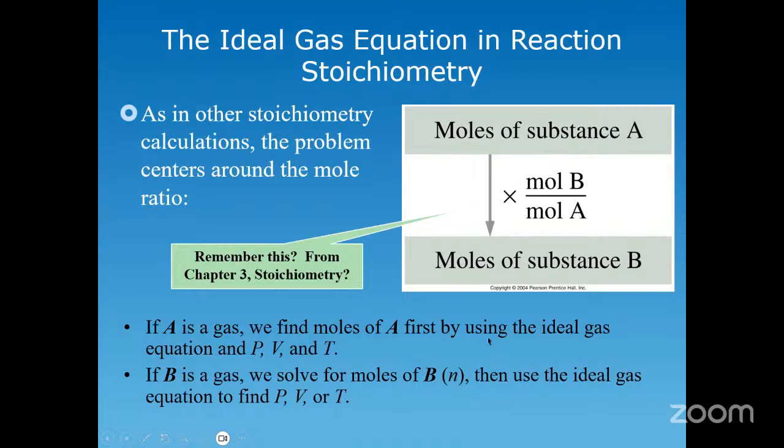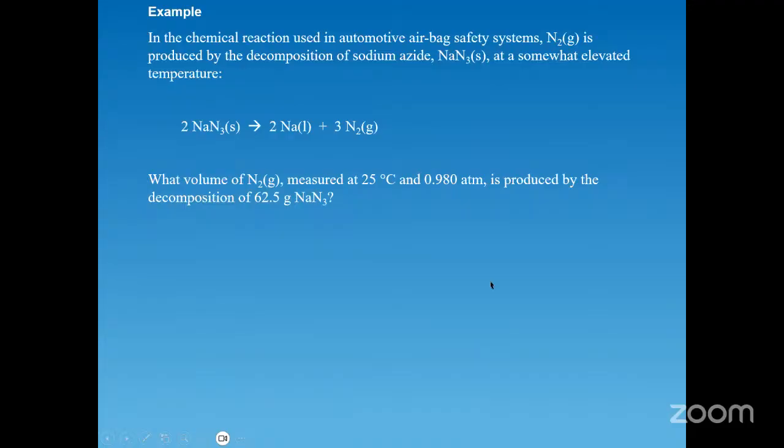And I think the next slide is an example. Okay, so in this question, it says, in a chemical reaction using automotive airbag safety systems, nitrogen is produced by the decomposition of sodium azide. And by the way, I don't think they're using this technology anymore, but this was a technology that was used to cause the airbag to deploy when an accident happens.